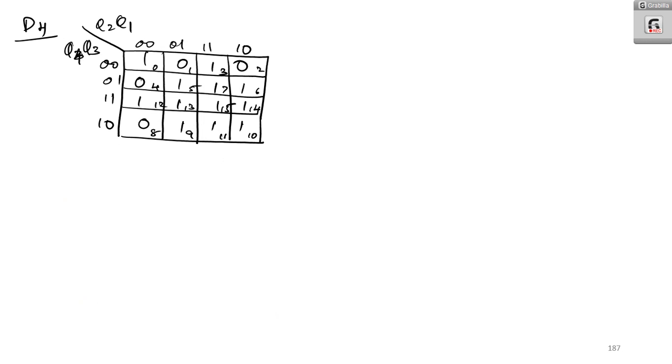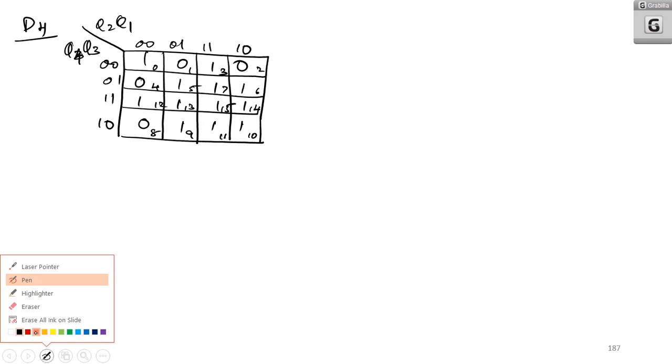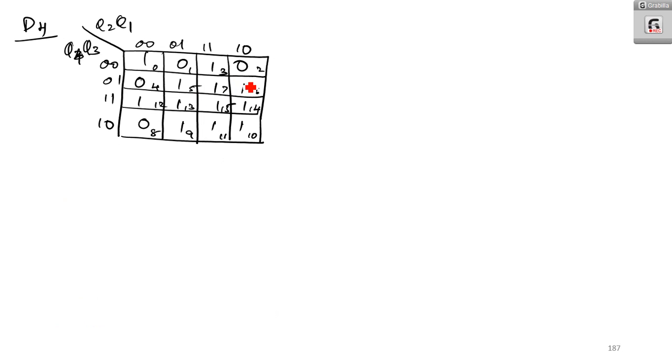Now, how to find the expression for D4? That is the next question. So here you can make a quad like this. So you get Q4, Q3. Then you can make a quad like this. So this is Q2, Q1. Then another quad you can make. Whether you can make another quad here.